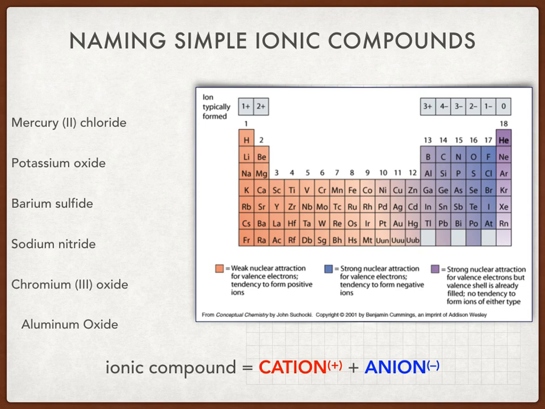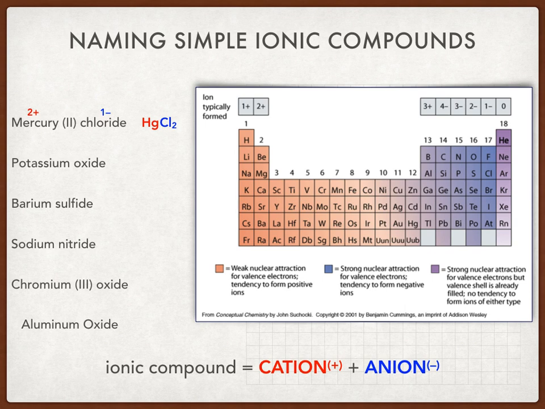It gets a little bit more difficult when we are going from name to formula, which is what we're doing on this slide. Name to formula, okay? So the first one, mercury 2 chloride. Again, the Roman numeral 2 indicates that there's a plus 2 charge on mercury. Chlorides are always -1. So we have to balance that out by saying 1 mercury for every 2 chlorides. So HgCl subscript 2.